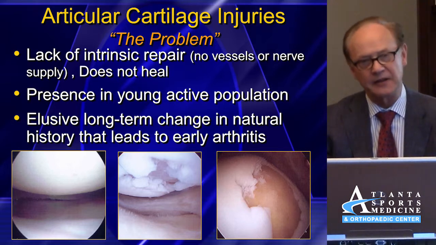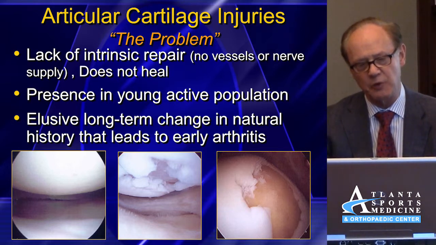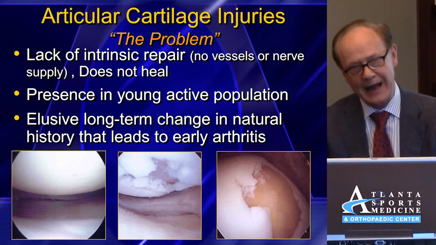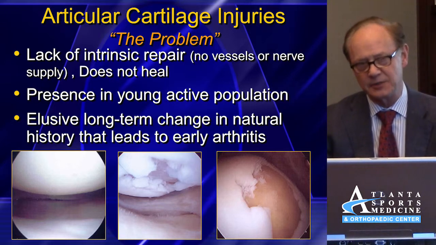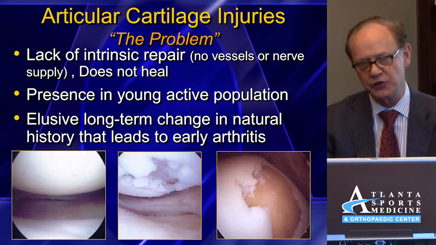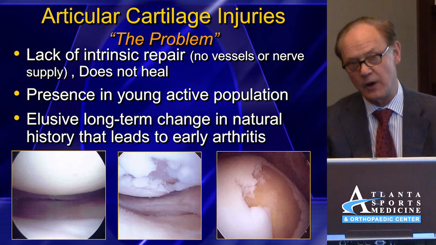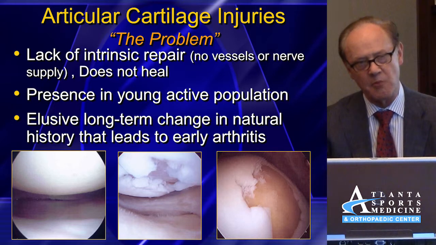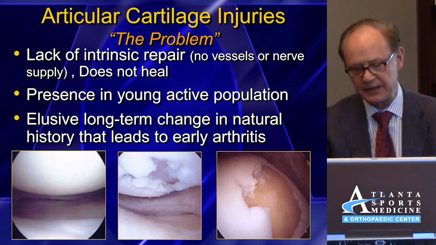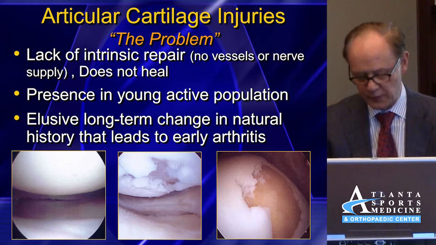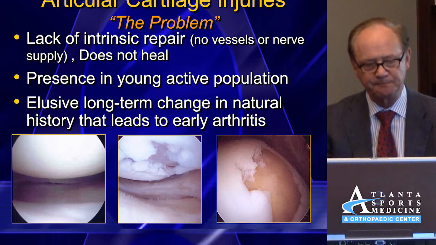Well, you take that and the fact that most articular cartilage problems occur in young, active people, now it starts to become a problem because once cartilage is injured, it doesn't repair itself, therefore it tends to go the other way. It tends to get bigger, become more involved in the joint, and that's what leads to early arthritis and further disability or further problems with function.